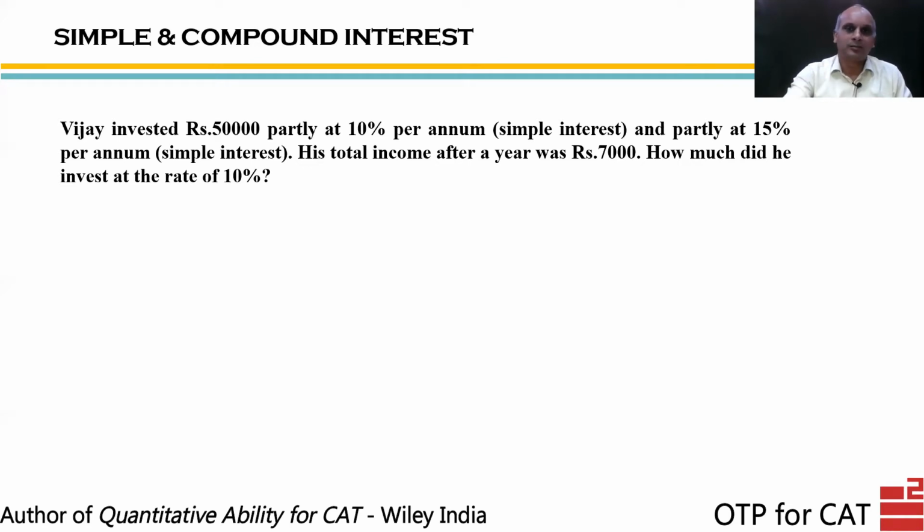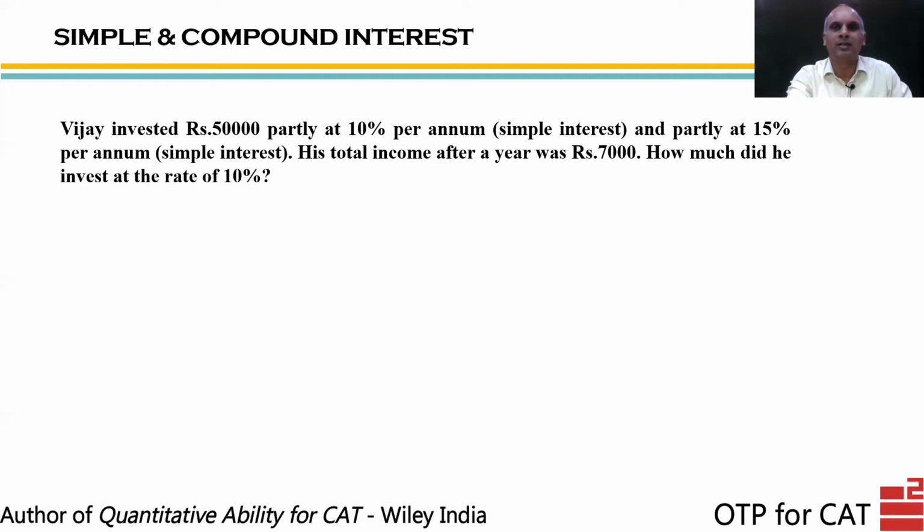In this, what we are given is that Vijay invests some money partially in some percentage, that is giving you 10% interest rate per annum, simple interest, and the second part offering 15% per annum, again simple interest. His total income, that means his total interest income after 1 year is 7,000. So it is similar to the previous problem. The only thing is that the sum of the interest is given as 7,000 rupees.